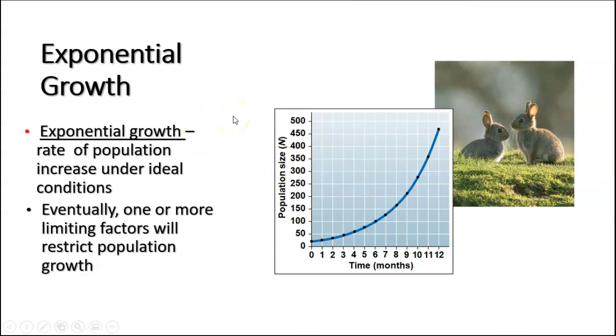Now, when populations grow, there are two basic patterns of growth. One type is exponential growth. This is when you have population increase under ideal conditions. Everything is fine, there's plenty of food, plenty of space, and so the population increases up to a point. But eventually there will be some kind of limiting factor that restricts the population growth, whether they run out of space or run out of food. It just depends on what the population is and what circumstances they're in. So exponential growth is just growing in an exponential pattern because everything seems to be fine right now.